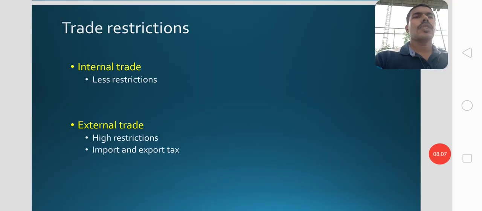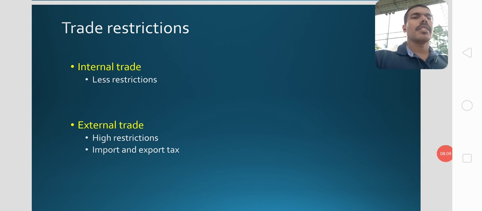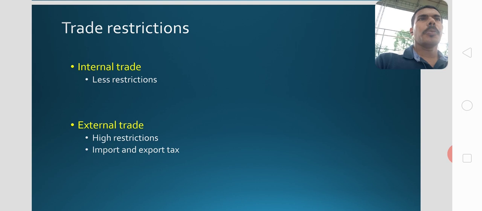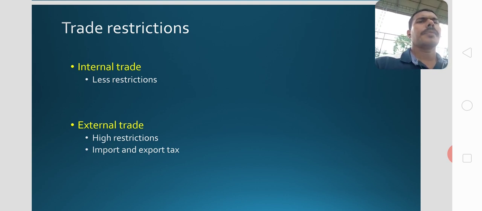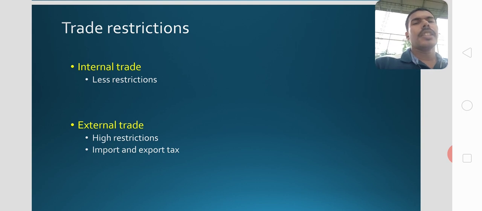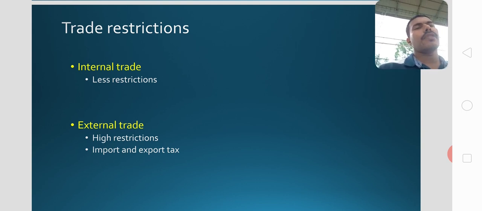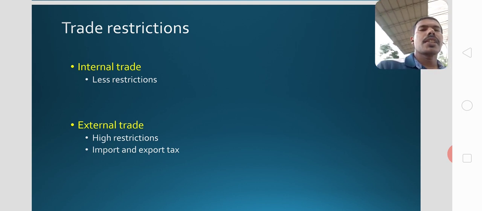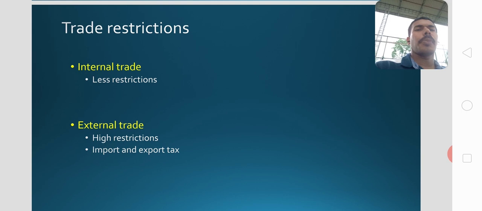So on the basis of restriction, we can classify internal and external trade. For internal trade, for domestic trade, there are less restrictions or mostly no restriction. There will be a few restrictions only for crossing the state borders. But for crossing the international borders, there are so many restrictions in place.